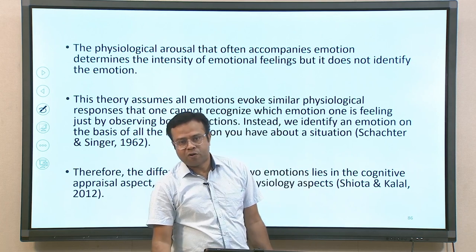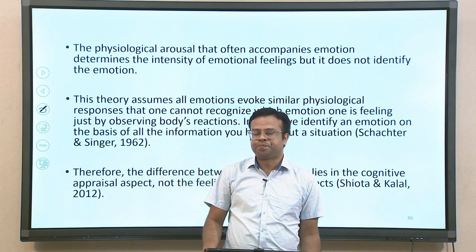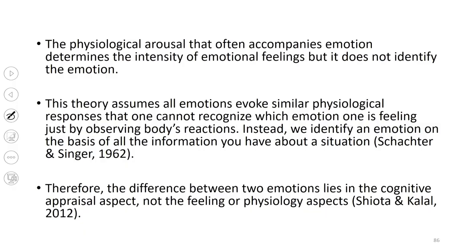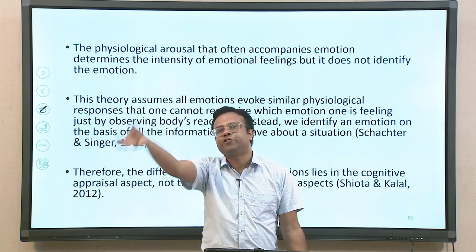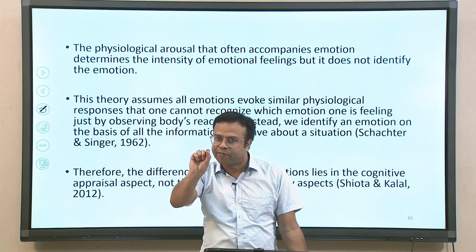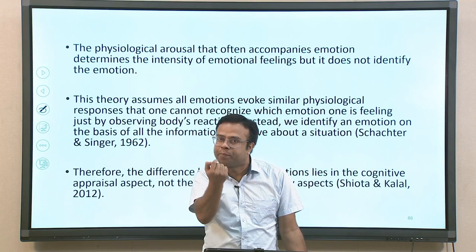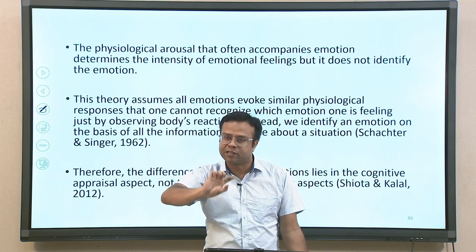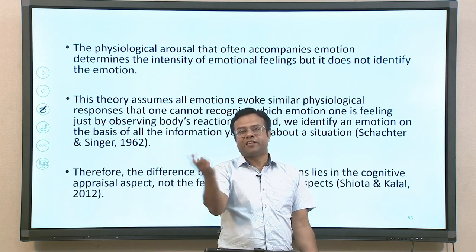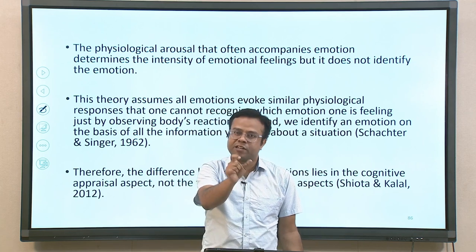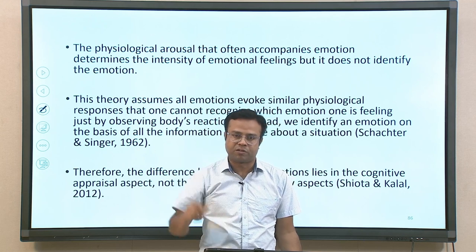Now, the physiological arousal that often accompanies emotion determines the intensity. According to this theory, physiological arousal does not cause a particular emotion. If the physiological arousal is very intense, it will add to the intensity of that emotion, but it is not creating that emotion. It only influences the intensity of the emotion and does not identify it. That identification is done by cognitive or thought processes.